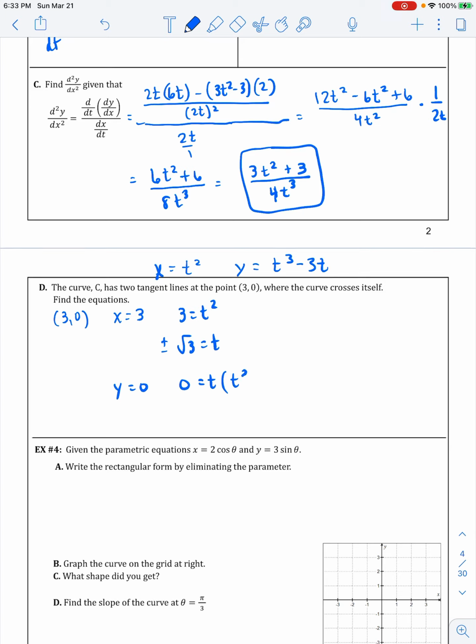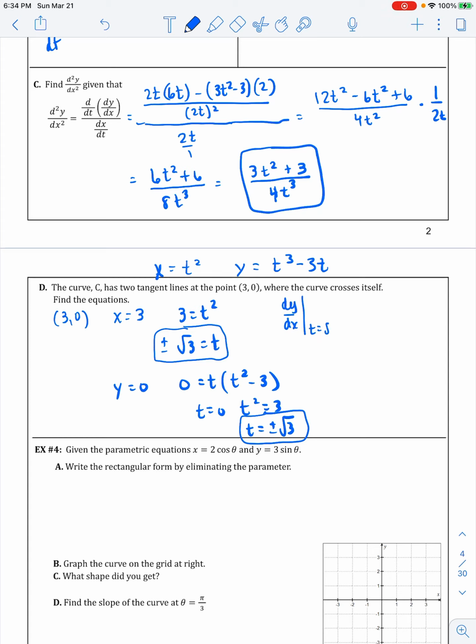I'm going to factor the t out. So we've got t equals 0, or t squared equals 3, or t equals plus or minus the square root of 3. Notice that where they are the same is plus or minus the square root of 3. Those are the values you are going to want to use, because it has two tangent lines there. So you're going to take the square root of 3 and negative square root of 3 and calculate the slope of the tangent line at that point.